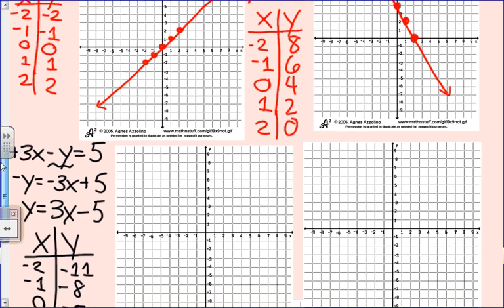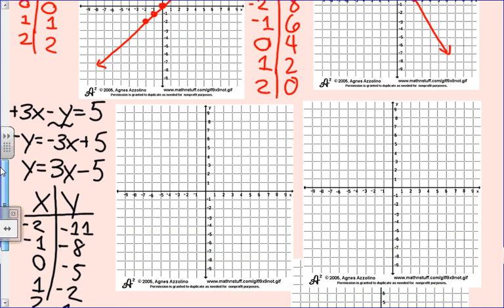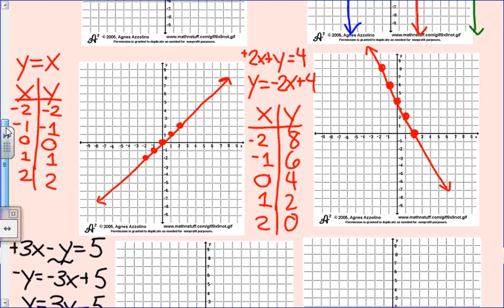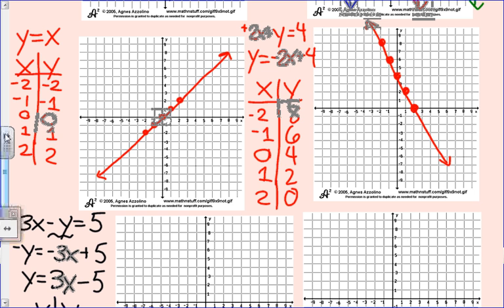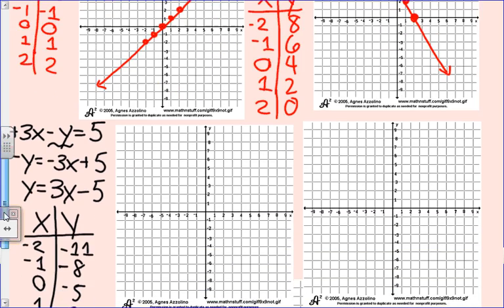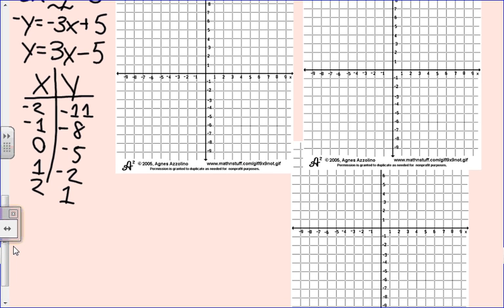Go back. You said positive 3, right? Plus 3? Yeah. Go back to this. You said there's a pattern of this. Minus, plus, minus. So what was the pattern of this one? Minus 2. Plus 5. What's the pattern of this one? Plus 3.